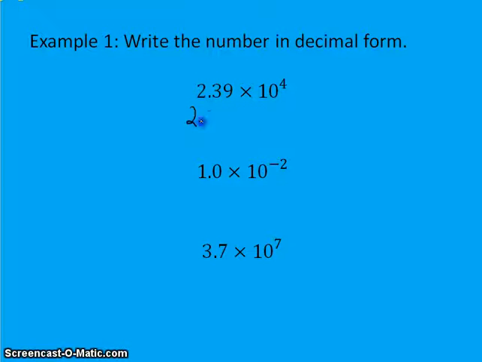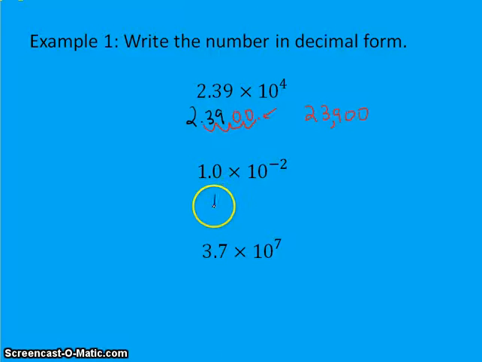So what I want to do is take my number and move the decimal 4 places to the right. 1, 2, 3, 4. So I need to put in zeros here because there's nothing there. And my decimal point is now going to be right at the end there. So now my number is 23,900.